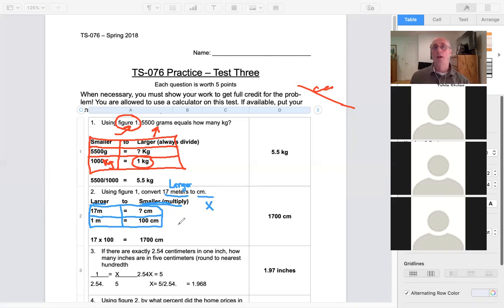If you're thinking, oh man, it's been a while since I've seen that, it's a little bit fuzzy, go back and look at your notes. We really laid out some examples of how to do this. And that's just converting larger to smaller, smaller to larger.